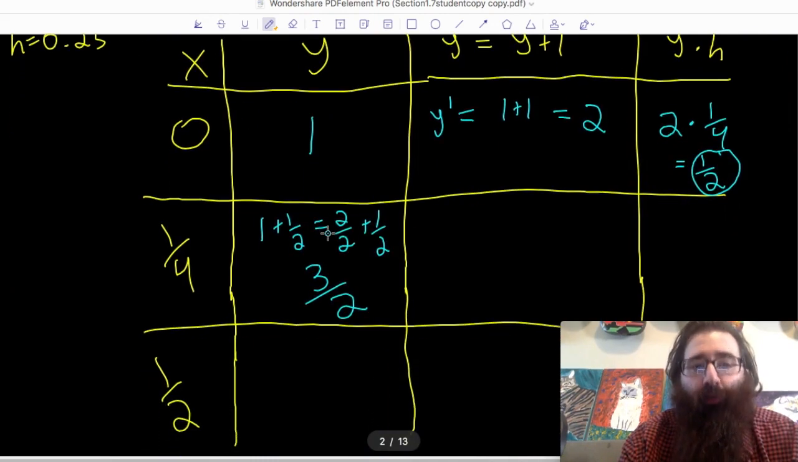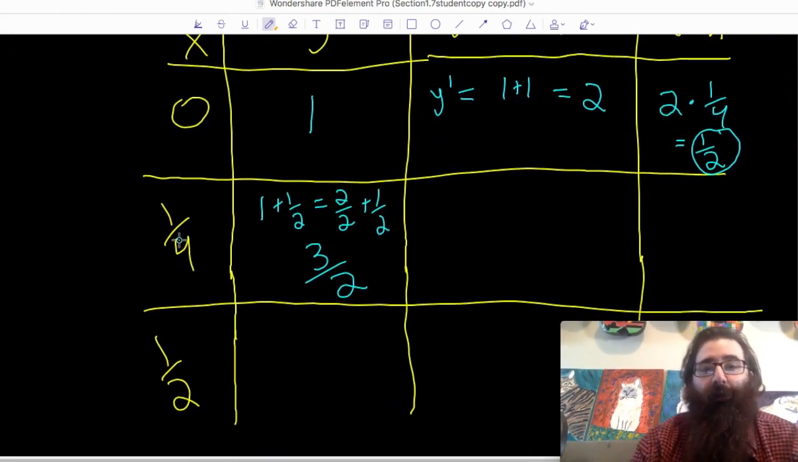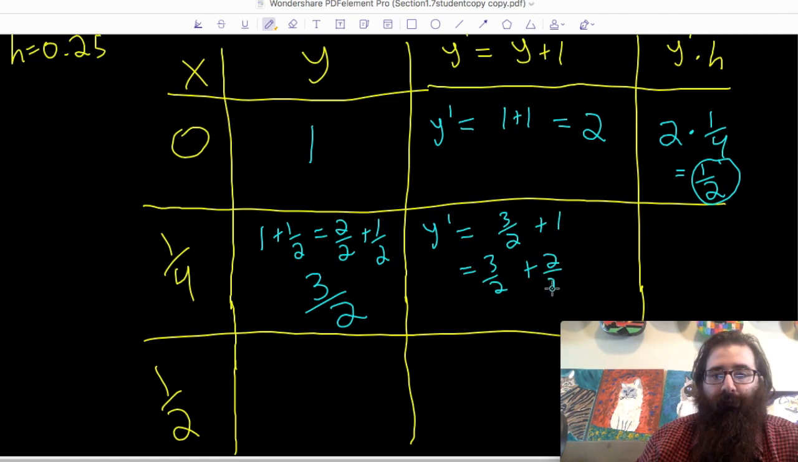And now we have a new ordered pair. We're saying when x is 1/4, y is approximately 3/2, roughly. Now we go through this again. So now I go into the next cell. I want y prime is y plus 1. So here y prime is equal to, now I'm using the y value 3/2. And I'm going to add 1 to it. So think of this like 3/2 plus 2 over 2 is going to give me 5/2.